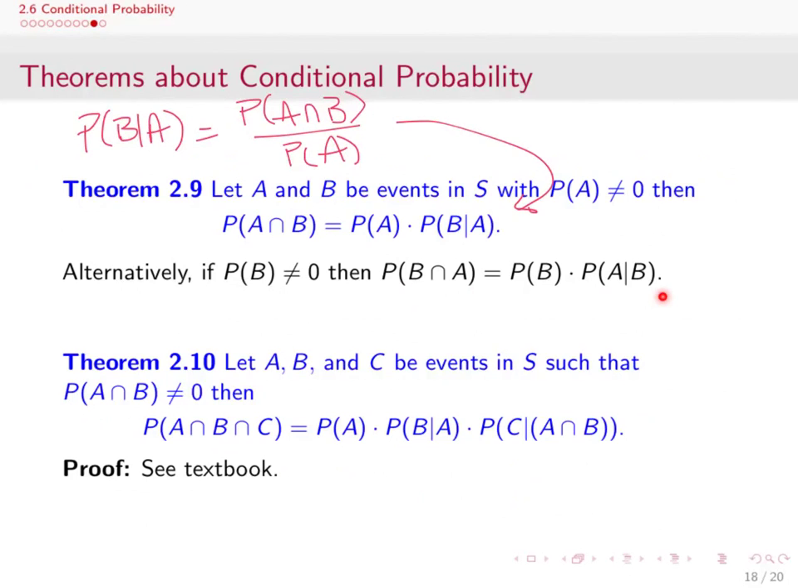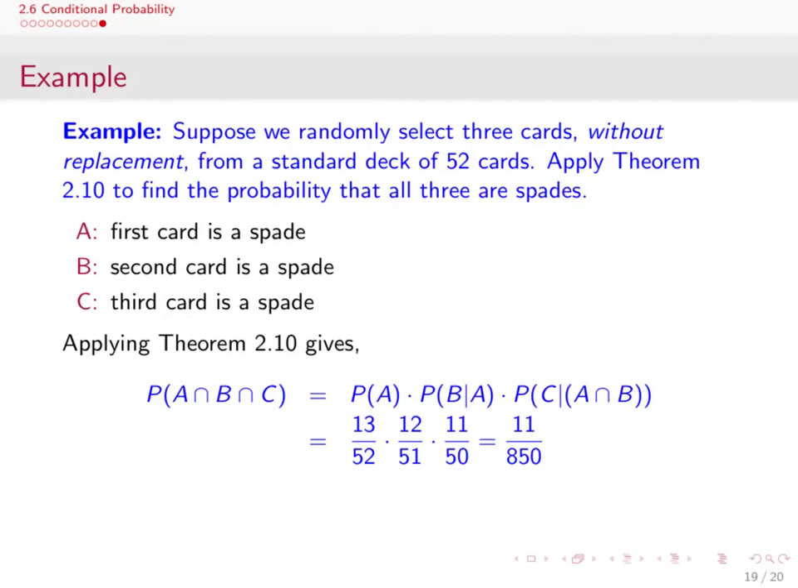We can generalize this to 3 events, A, B, and C, in S, so long as the probability of A intersected with B is non-zero, to get the following in Theorem 2.10. The probability of the intersection of A, B, and C is the same as the probability of A times the probability of B given A times the probability of C given that A intersect B has occurred. Let's look at that as an example. And I should mention, if you want to read a proof of this, I'll refer you to your text.